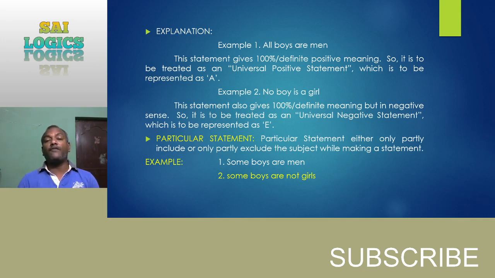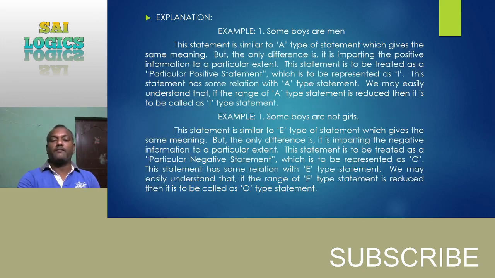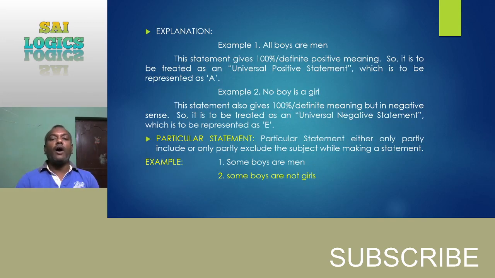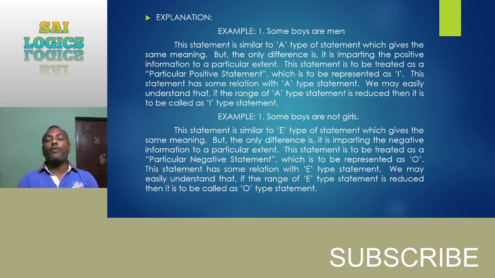Now it is clear there are only four types of statements. One is with all, the second one is with no, the third one is with some, and the fourth one is with some not. Let us discuss these particular statements clearly. Now take an example: some boys are men. We have taken the example all boys are men. Now we are taking the example some boys are men. What is the relation between these two? Both are talking about boys becoming men, and both convey positive information.